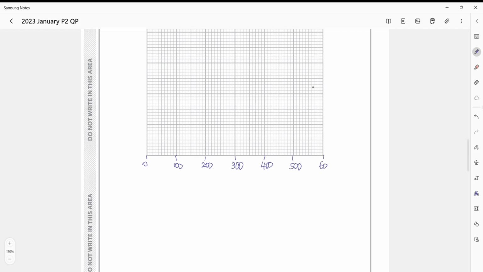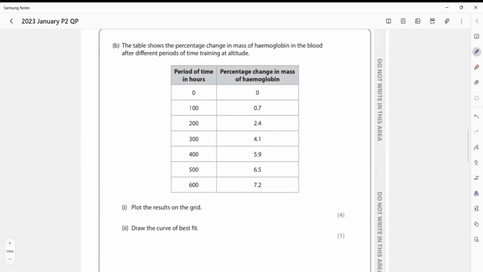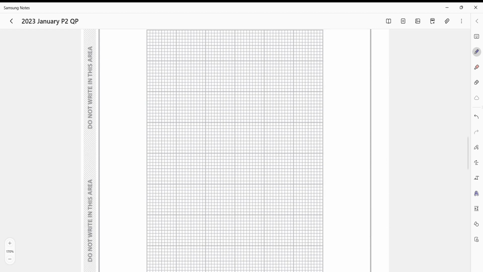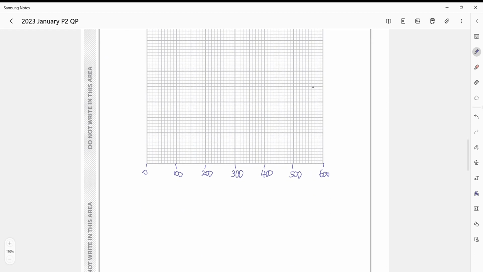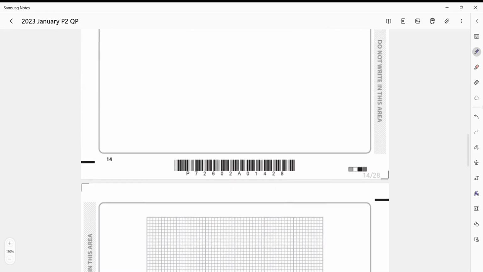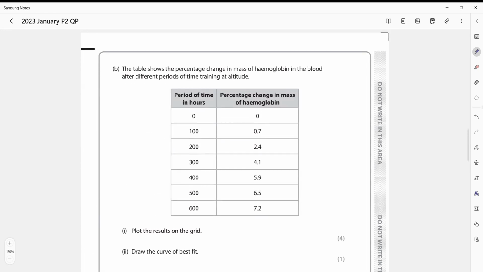That's just enough. And don't forget to label the axes as well. Let me just double check. So period of time, and I'm just going to write brackets, hours. Okay, now let's check the y-axis. Your y-axis is your dependent variable. It's the percentage change in mass of hemoglobin.